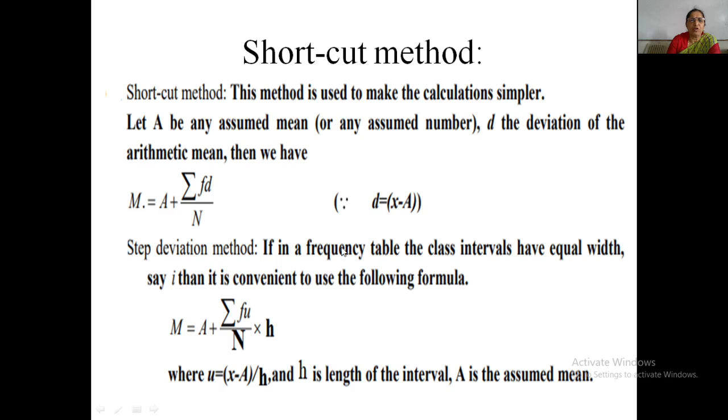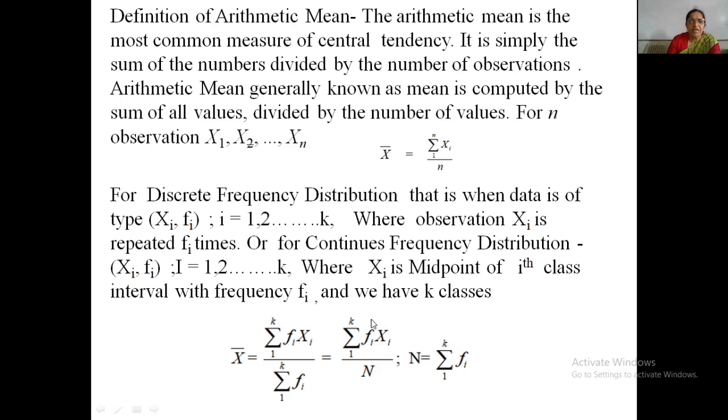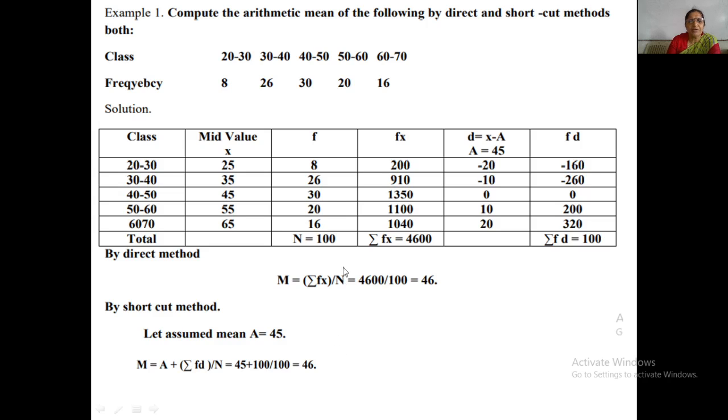What is my formula for computation of arithmetic mean? It is summation of fi xi upon summation of fi, that is n. So here summation of fi is the sum of all frequencies denoted by capital N, which is equal to 100, and summation of fi xi is 4600. So my arithmetic mean m is equal to summation of fi xi upon n, which is 4600 upon 100, which is equal to 46.